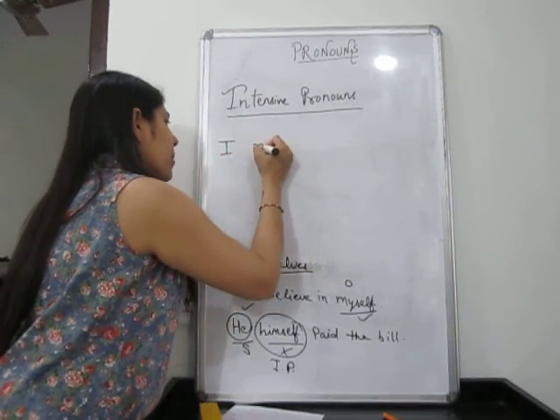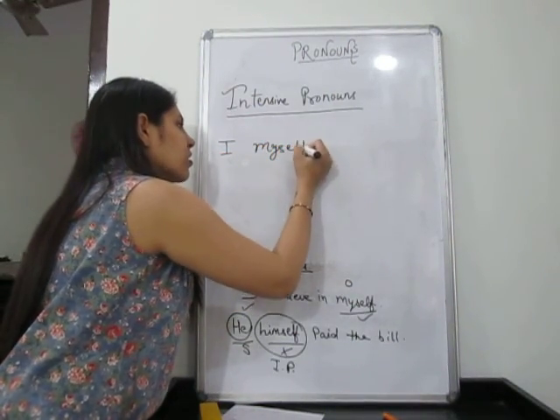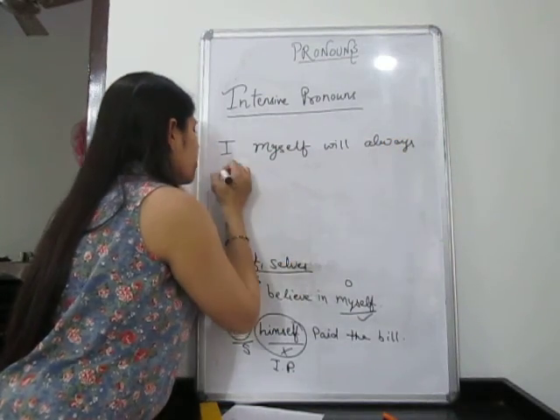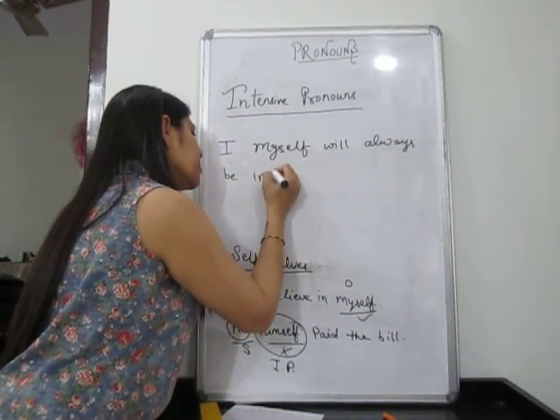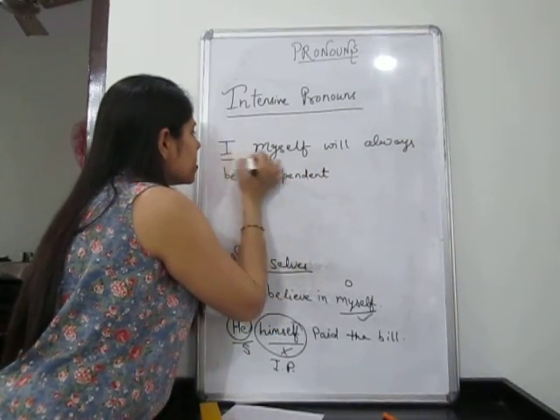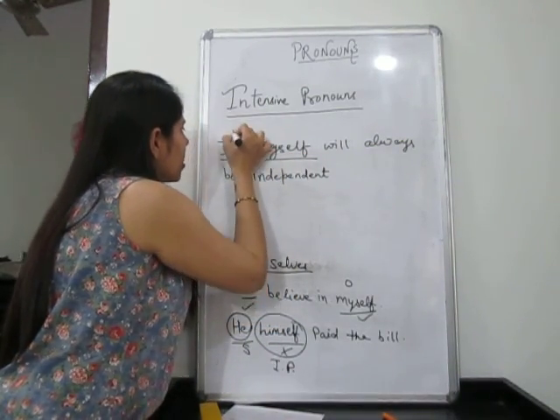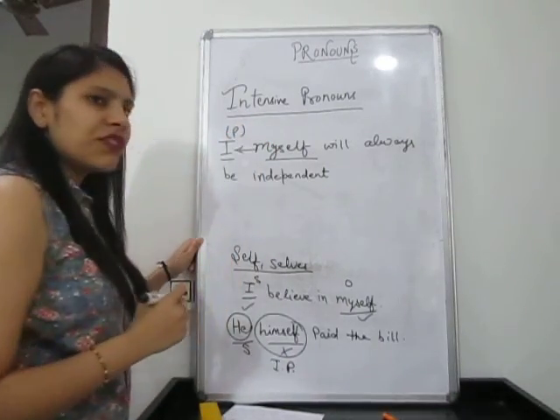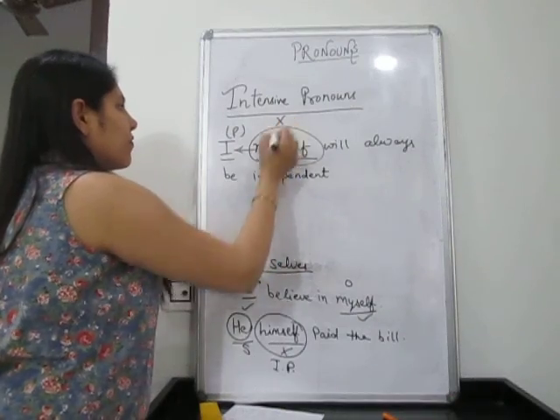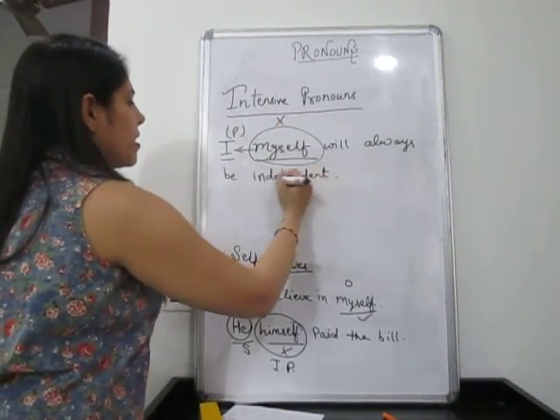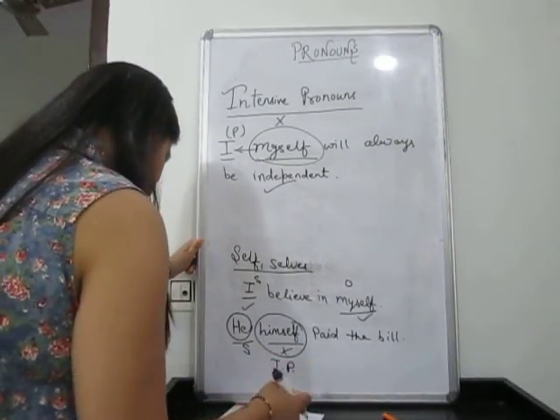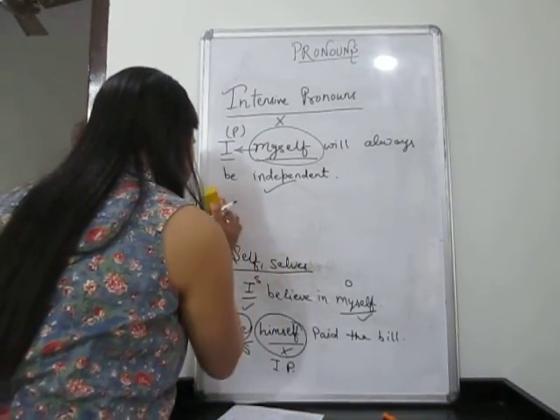I myself will always be independent, right? So here this sentence is emphasizing on our pronoun, first difference, right? And if I remove this myself, I will always be independent, this sentence will still be correct, right? Now let's move further. Let's see some more examples.